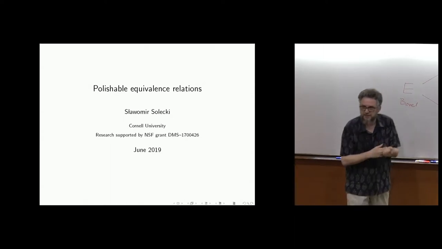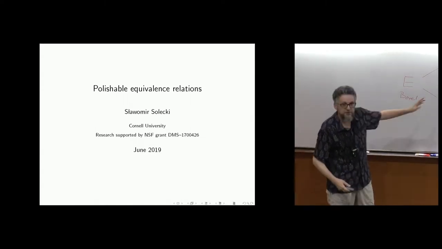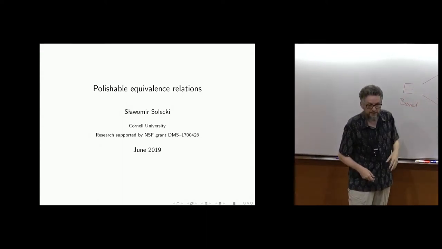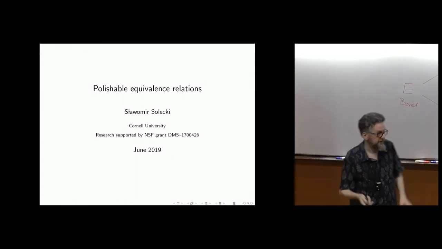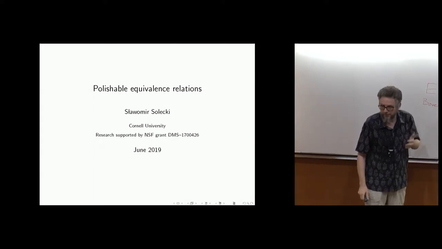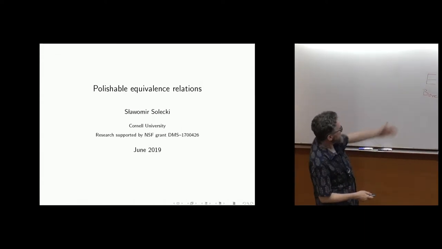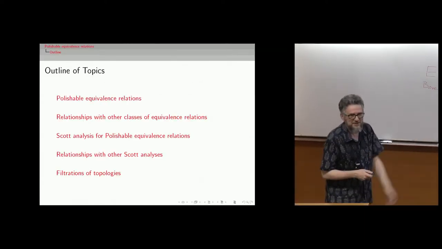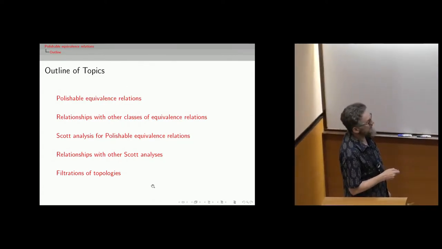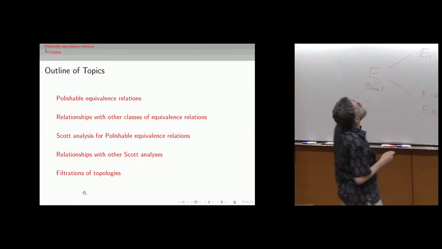And Andreas will talk in the afternoon about Scott analysis for continuous model theory. So this is something that generalizes what I will talk about. It's less concrete, but it's more general. On the other hand, it also covers Polish group actions. This will not really come up in the talk, because the talk is just about this definition and running the Scott analysis. So I want to first say what these polishable equivalence relations are.